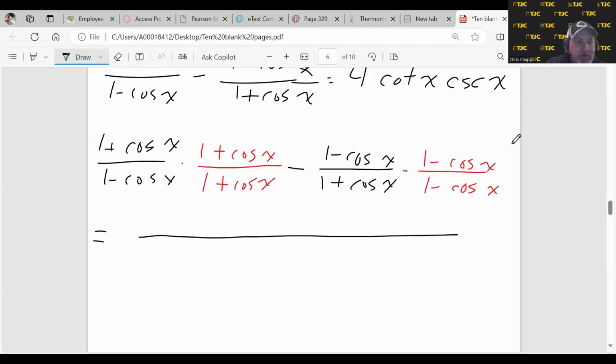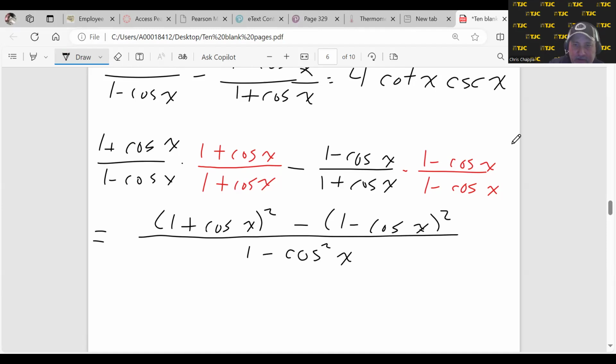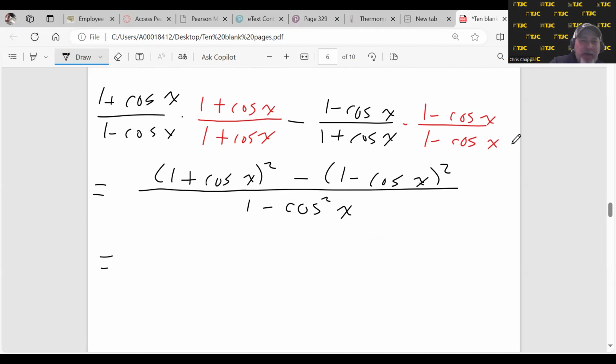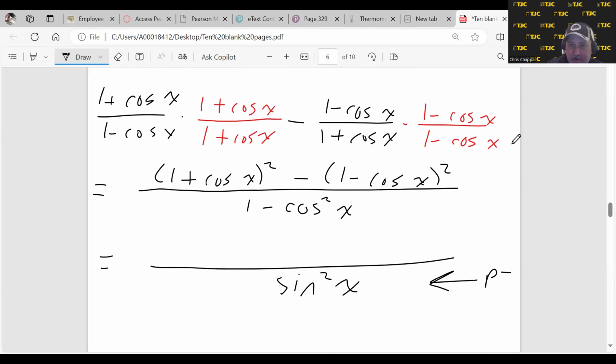The common denominator is going to be the product of 1 minus cosine and 1 plus cosine, which is 1 minus cosine squared of x. That's the difference of squares. But on the numerator, we get (1 plus cosine of x) squared minus (1 minus cosine of x) squared. And I have a dirty trick up my sleeve. The denominator is going to become sine squared. That part is just a Pythagorean identity. So this is the consequence of a Pythagorean identity. But what are we going to do on the top?